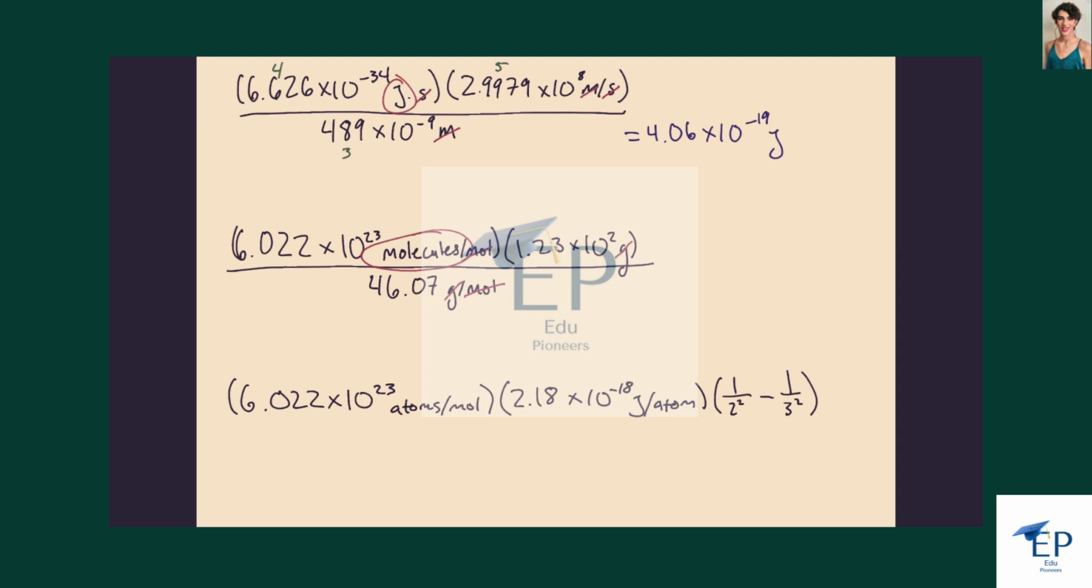Our first term here has 4 significant figures. Our second one has 3, and our third one here has 4. The minimum of these 3 is 3 again, so our answer will have 3 significant figures. Rounding to 3 significant figures, we get a final answer of 1.61 times 10 to the 24th molecules.